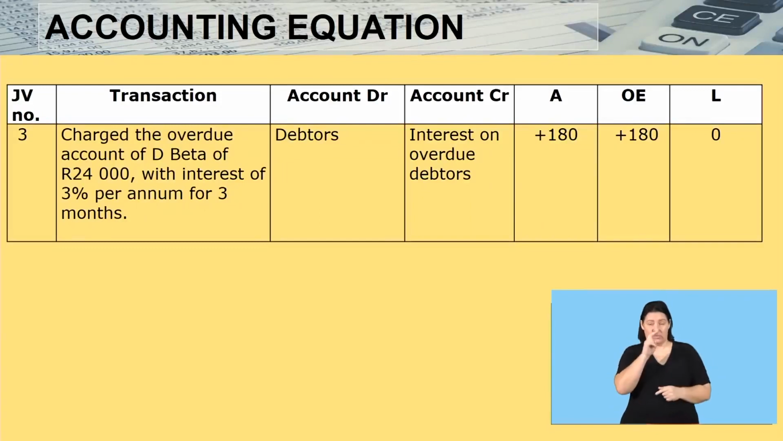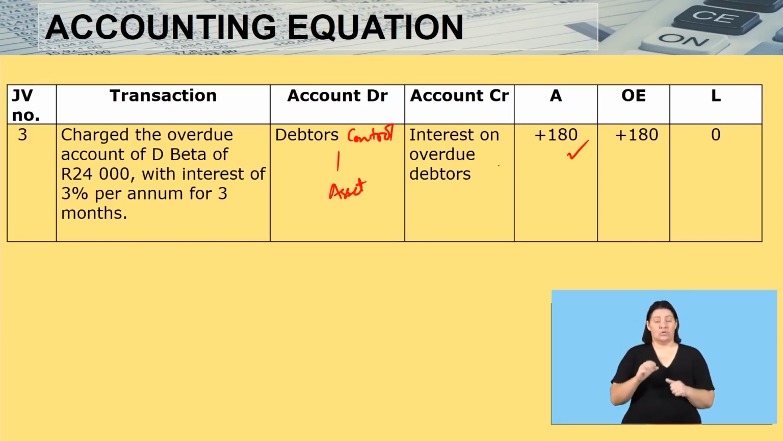With me here, I have the accounting equation, and we want to see the effect of such a transaction on the accounting equation. And it reads, charged the overdue account of debtor of 24,000 with interest of 3% per annum for 3 months. We already know that we had 180. The account to be debited is your debtors control. So you would debit your debtors control, which is an asset. So debtors control is an asset. We'll come to the assets, then we say plus.